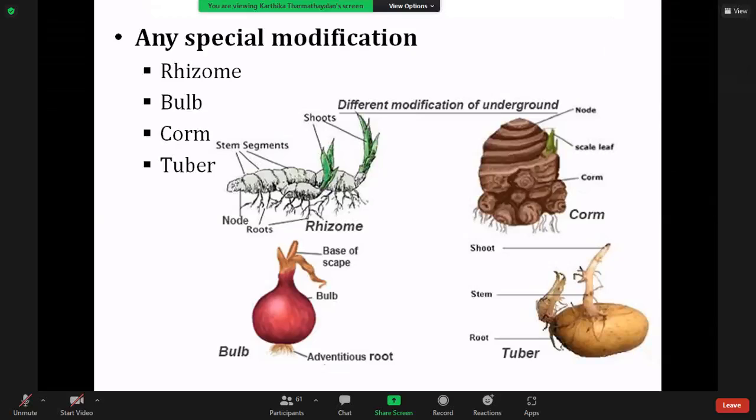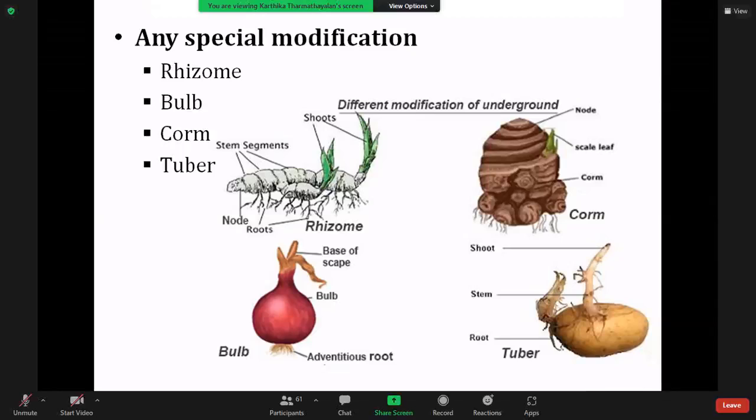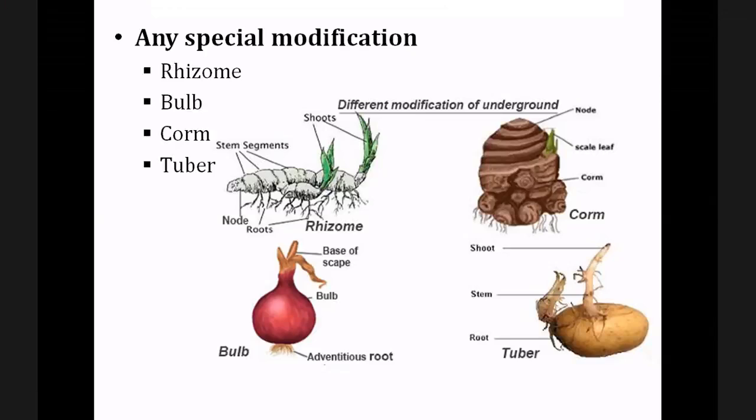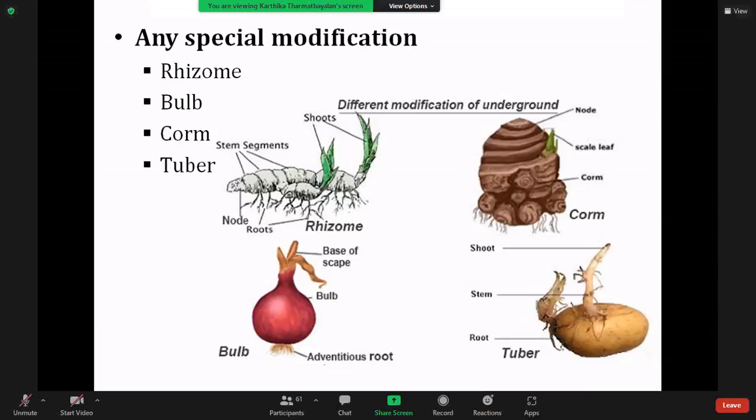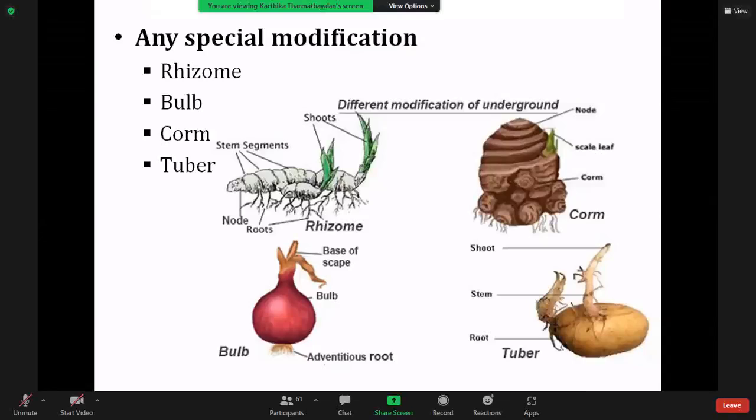The next one is the tuber. That is also a modification of the stem. They are specialized for storage. They store starch. This stem is modified for the storage of starch. The example for the tuber stem modification is potato.